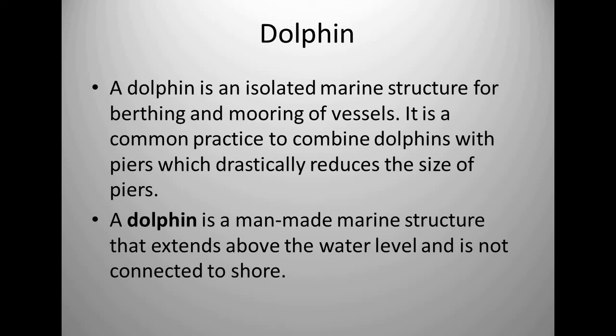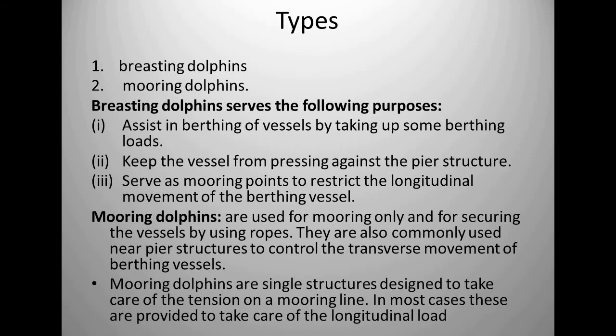Dolphin. Basically, what is a dolphin? A dolphin is an isolated marine structure for berthing and mooring of vessels. A dolphin is a man-made marine structure that extends above the water level and is not connected to the shore. So, a berthing structure placed deep in the sea. Other berthing structures like quays, wharves, docks, and piers are all associated with the shore, whereas this dolphin is like an island within a sea for berthing and loading and unloading of all the cargoes.